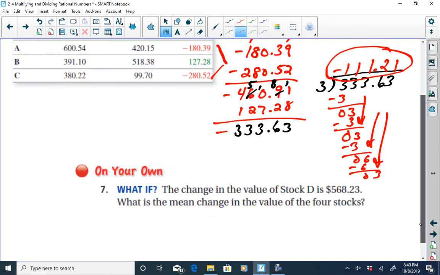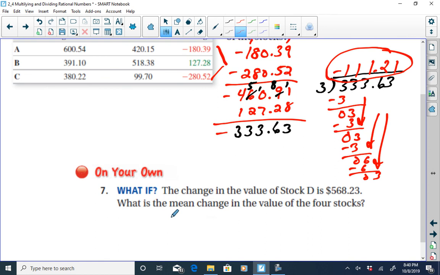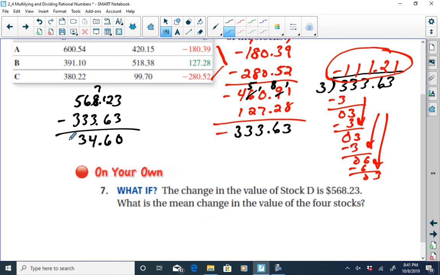Problem 7 asks us, suppose we add another stock, stock D, whose change is positive $568.23. Well, now we need to add that to this sum here. So I'm going to take my 568 and 23/100ths. I'm subtracting, right, because they're opposite signs, we have to subtract their absolute values. 333.63, right? I'm subtracting, and I know my sum's going to be positive because I have more positives than we do negatives. So let's subtract. That's 0, 7, 12, that's 6, decimal point, 4, 3, 2.